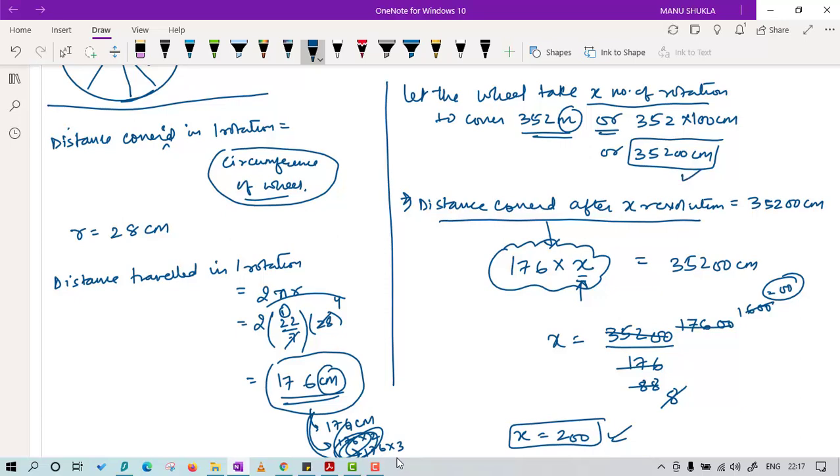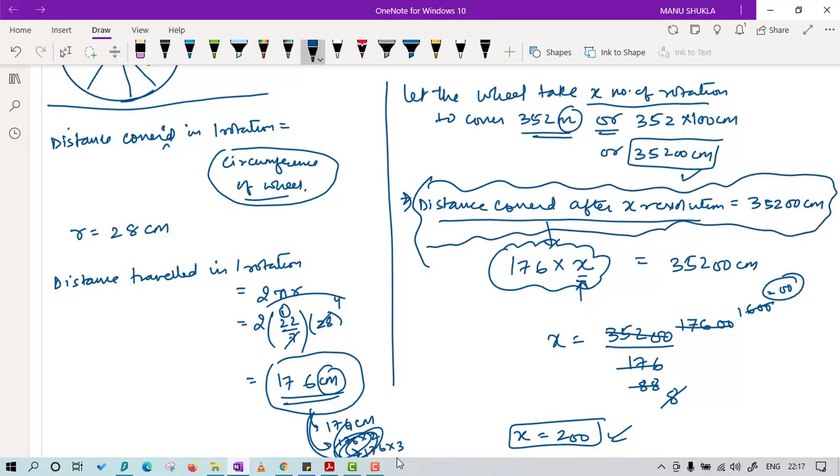I hope this theory or this generalization was clear to you. This way you can find any question based on this rotation of wheel. Okay, let's see the next question now.